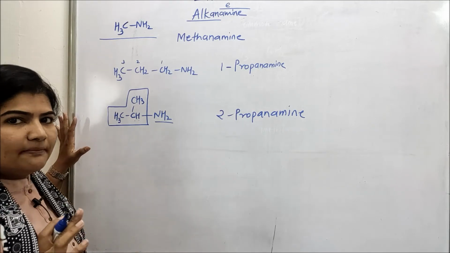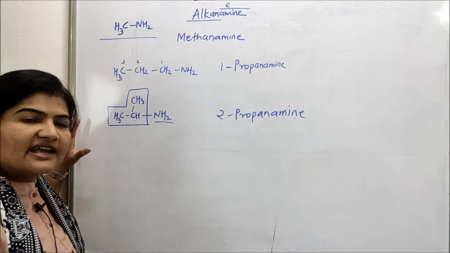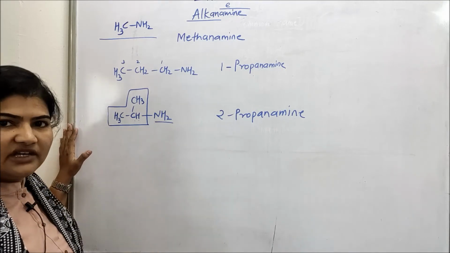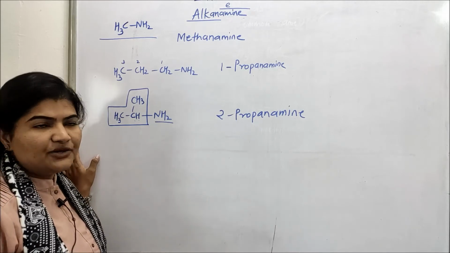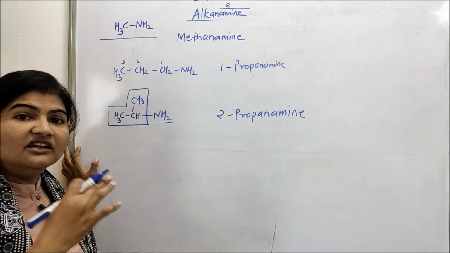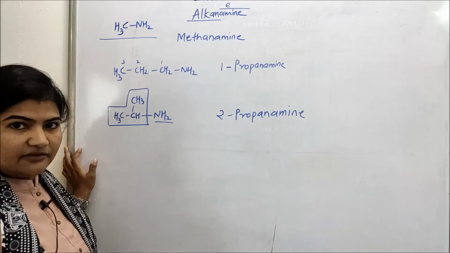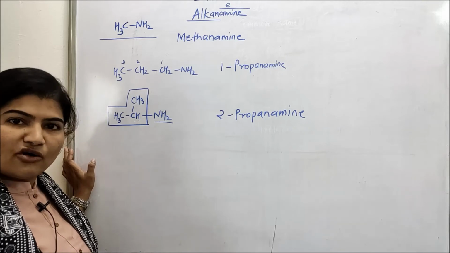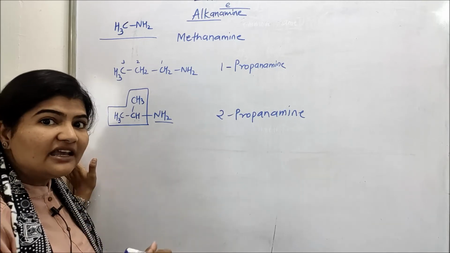Now this is about primary amines. Now for secondary and tertiary, what is the difference? The main difference is that we will consider primary amine as our parent. Here we were considering alkane as our parent, but in case of secondary and tertiary structures of amine, we will consider primary amine as our parent.